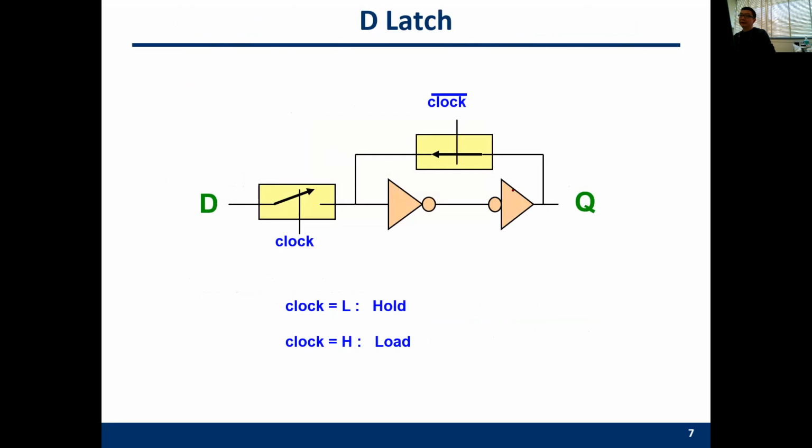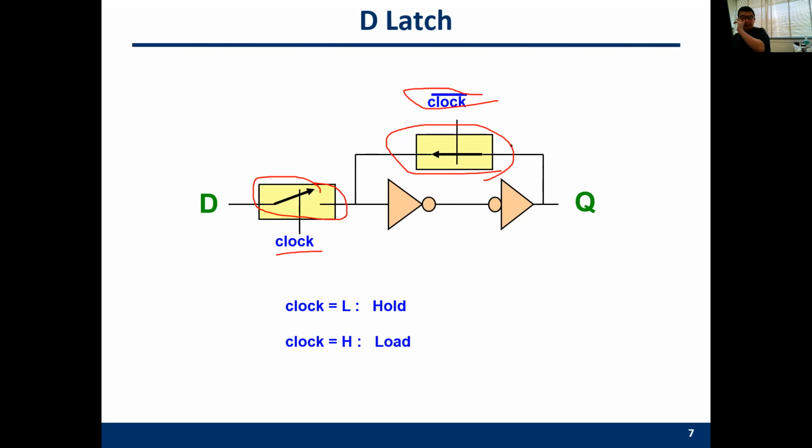So this is the schematic view of the D-latch. We have a clock signal here, and we also have a clock signal here too. Basically, they are the same. We connect these two points to the same clock. The difference between them is that this is clock, but this is clock bar.